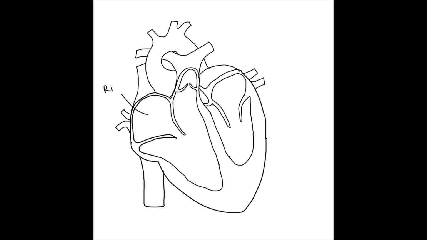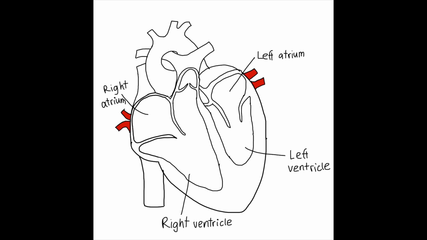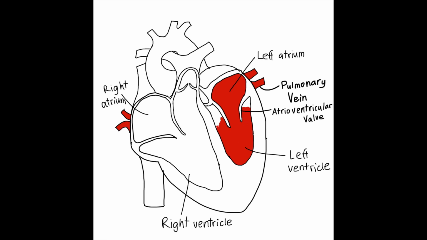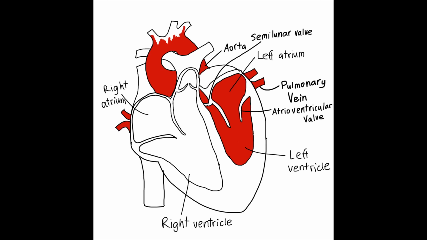Now let's take a closer look at the heart, the central organ of the cardiovascular system. The heart is a muscular pump that pumps blood through the body. It consists of 4 chambers, the right atrium and right ventricle, as well as the left atrium and left ventricle. Oxygen-rich blood flows from the lungs through the pulmonary vein to the left atrium. Then it is pumped by the atrioventricular valve to the left ventricle. Next, the oxygen-rich blood is pumped to the aorta by the semilunar valve, from which it travels to all the parts of the body and supplies them with oxygen.